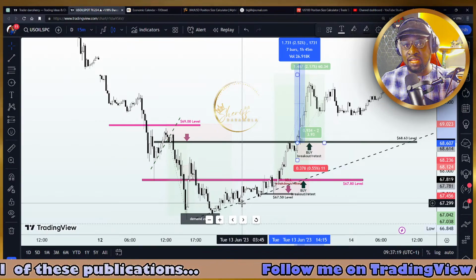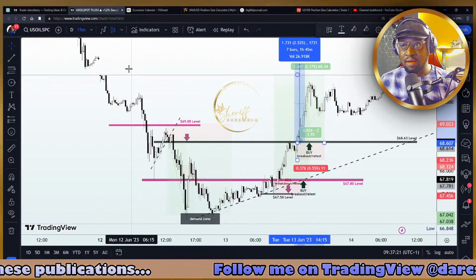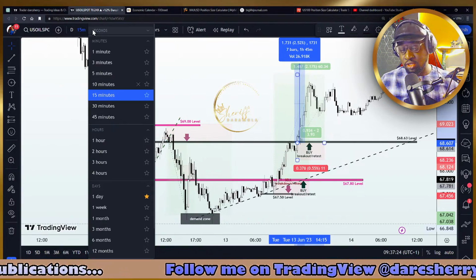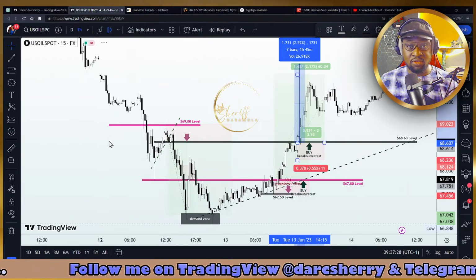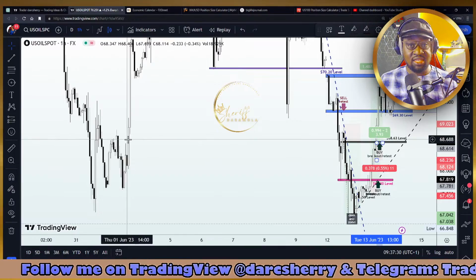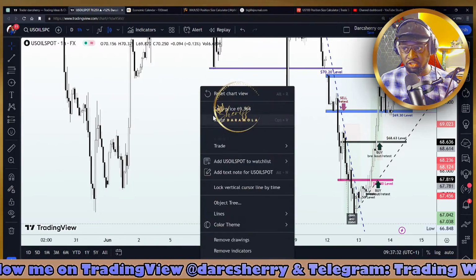By now, I hope that you're already out of all these positions, but if you are still in this position trying to maximize the potential of this move, then trust me, it is high time you started moving your stop losses to secure your current buy position.